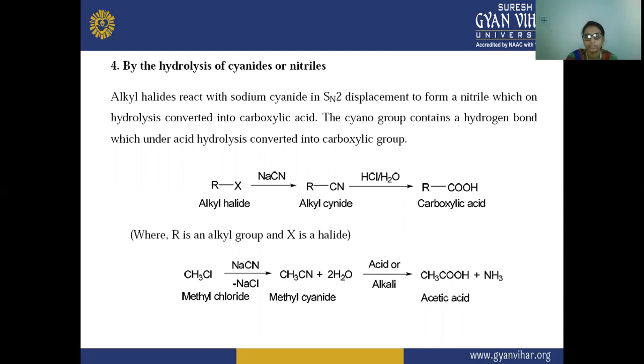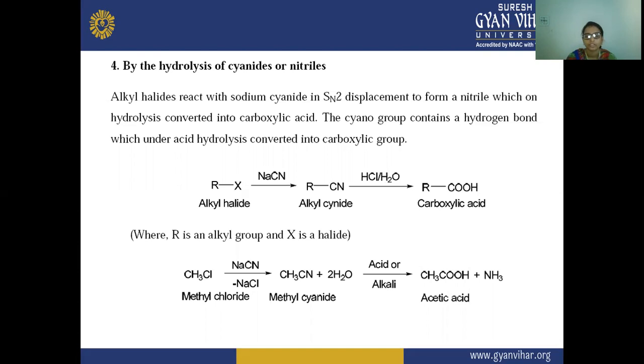cyanide or nitrile. This alkyl halide reacts with sodium cyanide in a displacement reaction, and there is a formation of a nitrile. First, there is the formation of the nitrile from the displacement reaction, and after that, this nitrile gets hydrolyzed and converted into carboxylic acid. The cyano group, under acid hydrolysis, is converted into a carboxyl group.